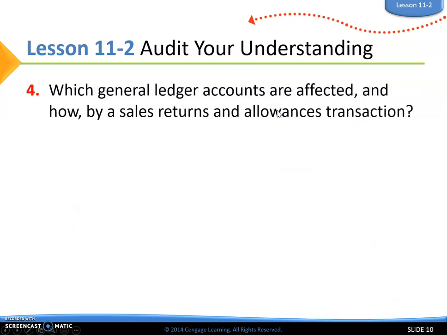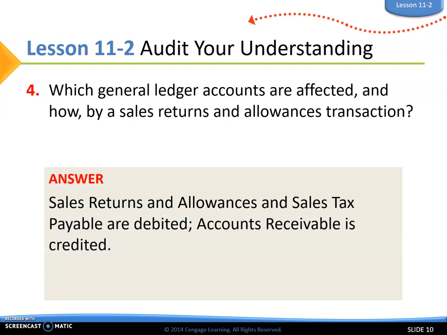Number four, which general ledger accounts are affected and how by a sales returns and allowances transaction? We would have a debit to our sales returns and allowances, and we would also have a debit to our sales tax payable. We would then credit our accounts receivable. Here in the question, they're only asking us for our general ledger accounts. We would also be crediting that customer as well, but that's not a general ledger account, so that's why we did not include that in the answer.